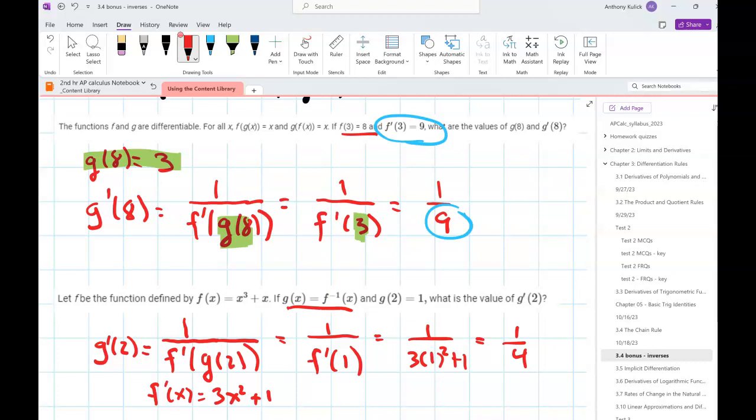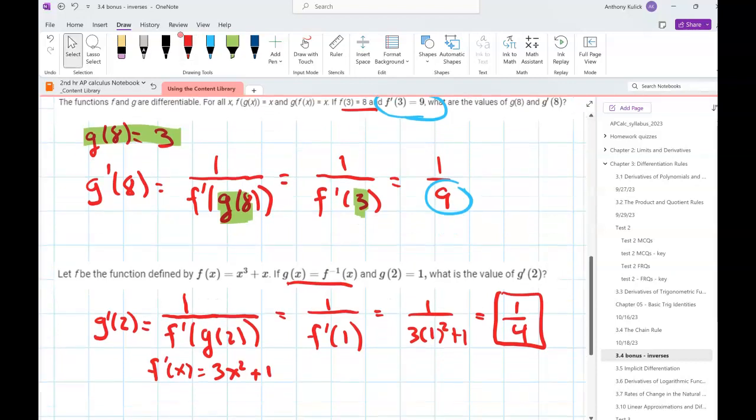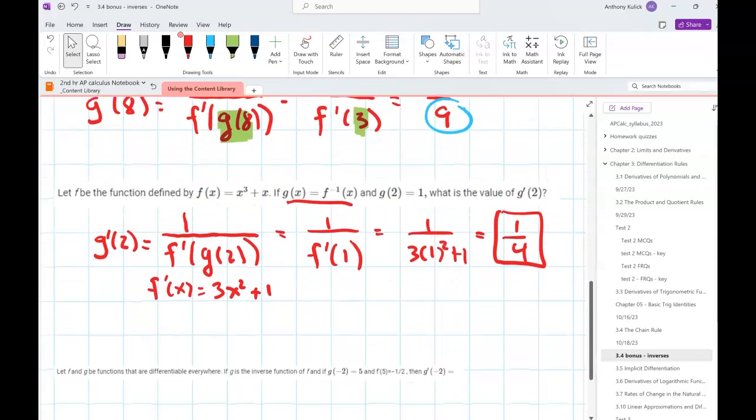And I'm 1/4. Everybody's okay there? Again, pretty much the same idea as the previous problem. The only difference here was I actually had to figure out what the derivative of f of 1 was going to equal. I wasn't just given it in the problem. I had to take the derivative of f and then plug the 1 into it.